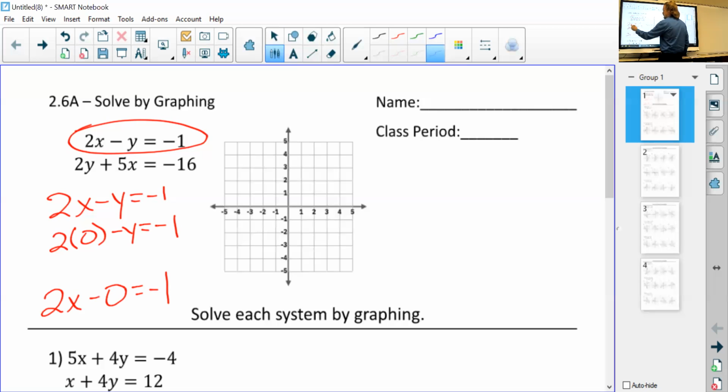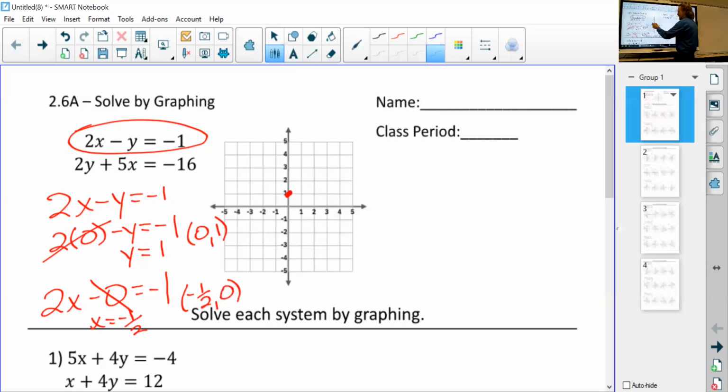So in this case, 2 times 0 cancels out, negative y equals negative 1, so y equals positive 1. So we have one point where x is 0 and y is 1, and I can plot this one here. And 2x minus 0, so that 0 goes away, so x would equal negative 1/2. So see, there's the problem. If this was a nice whole number, it'd be easy to plot and connect them to make a line. Unfortunately, we have the point negative 1/2, 0, and our grid only counts whole numbers, so we just do our best.